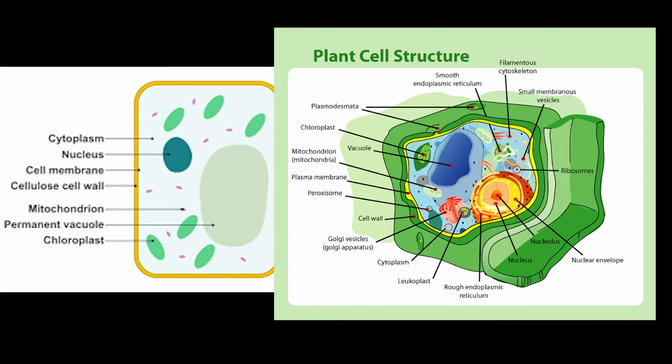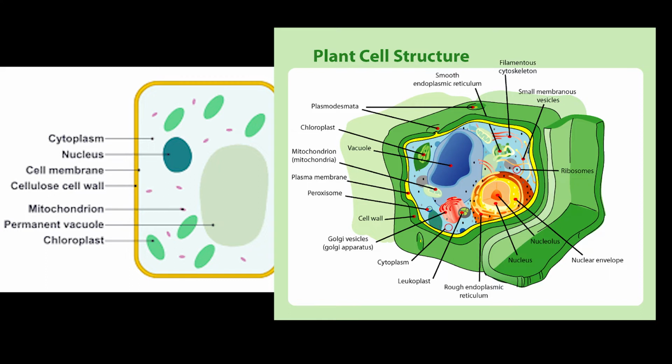Number 3. Chloroplast. This is where photosynthesis takes place. It also consists of chlorophyll, which gives the leaves the green color. Number 4. Mitochondria. This is the powerhouse of the cell. Respiration takes place here to give the plant energy.